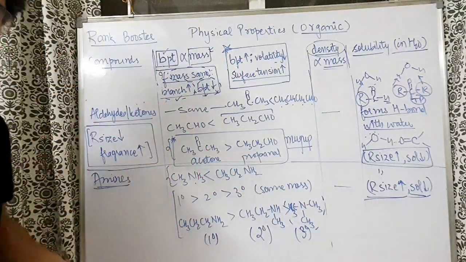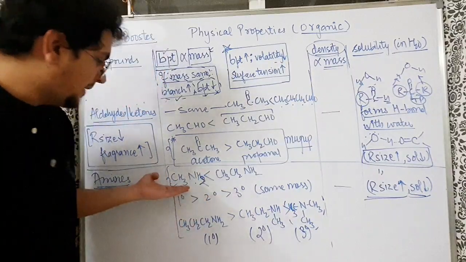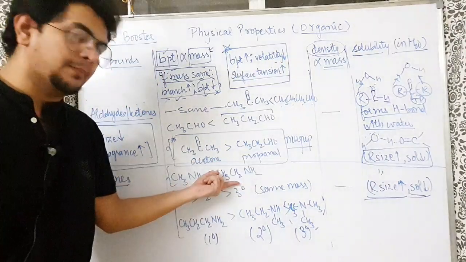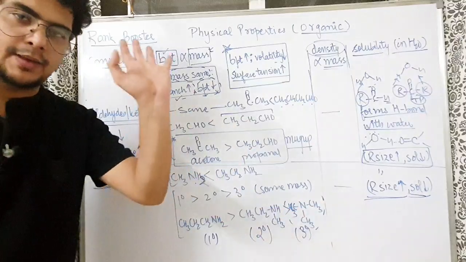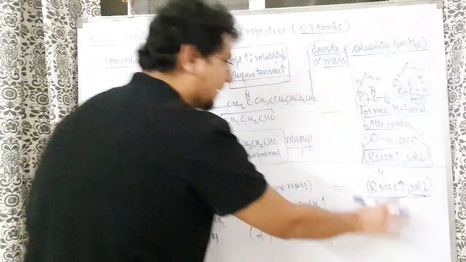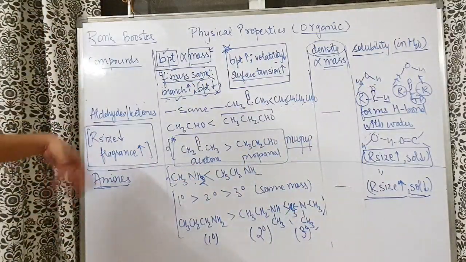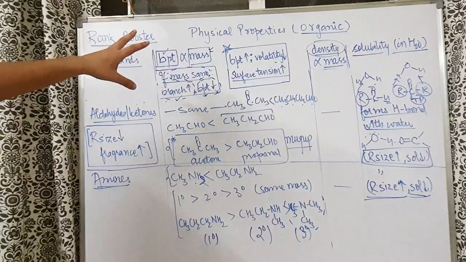So lower amines are more soluble. That means methanamine will be more soluble than ethanamine in water. Okay? So clear cut, as the size of the alkyl group increases, solubility decreases in the case of amines also. I will compare aldehyde and ketone with amines and with alcohol. All of them I will compare in detail.